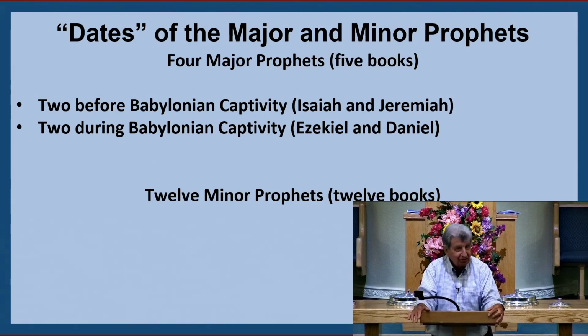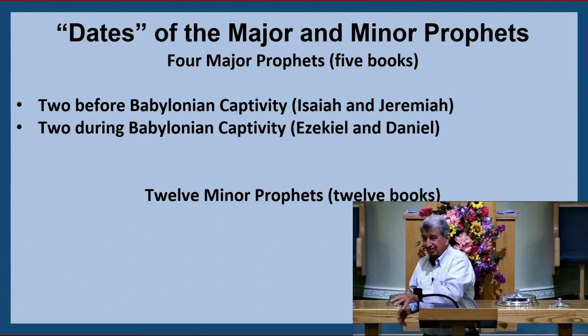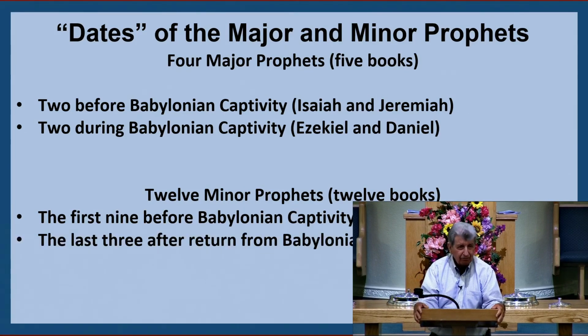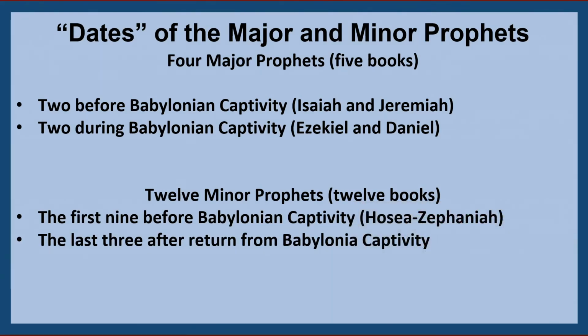I wish it was 6 and 6. It'd be so much easier, because it's 2 and 2 over there. It's not 6 and 6 over here. It is 9 and 3. There are 9 of those minor prophets who lived prior to the time of the Babylonian captivity. It's the last 3 of those prophets. You get to Zephaniah, he's still before the captivity, then Zechariah, Haggai, and Malachi.